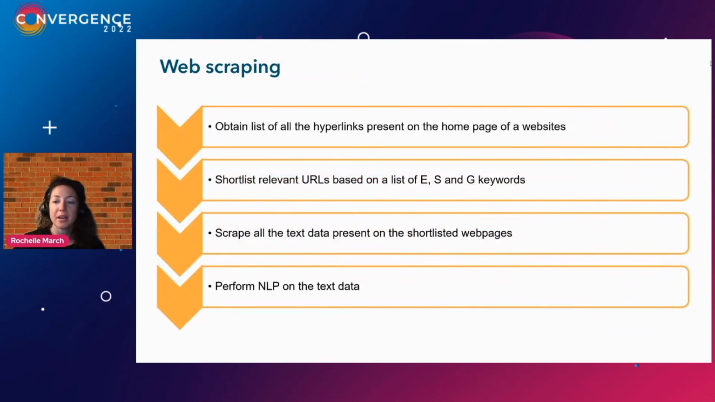A little more detail: for web scraping, we attain a list of all the hyperlinks present on the home page of a website. We shortlist those relevant URLs based on our ESG keywords. So we are running it on that shortlist to prioritize which links or which pages we'd want to analyze for ESG. And then we scrape all the data present on those web pages and perform NLP on the textual data.